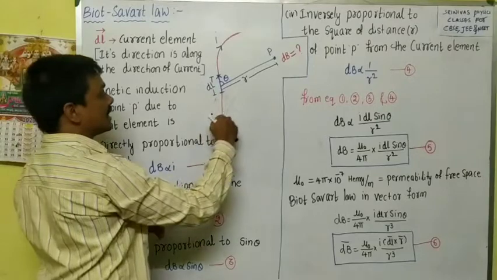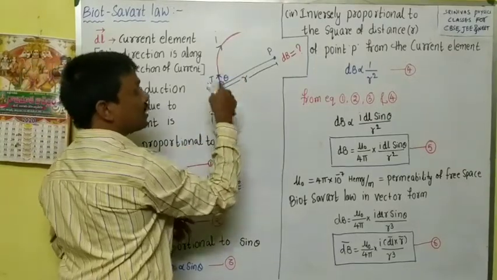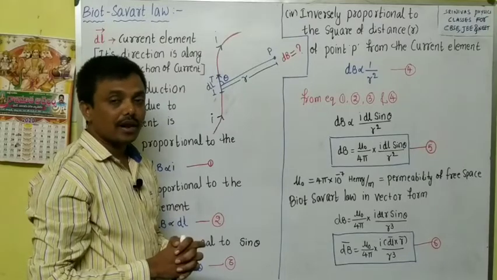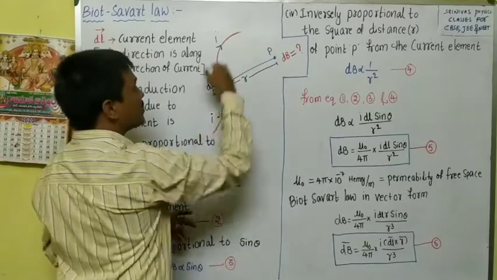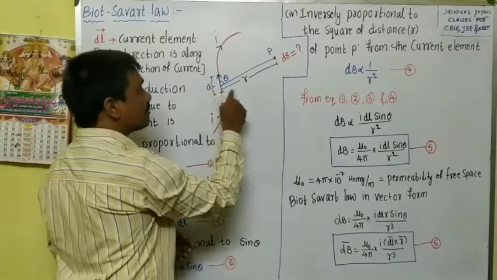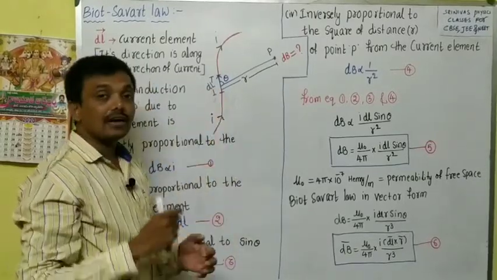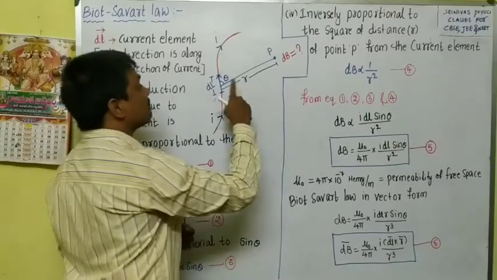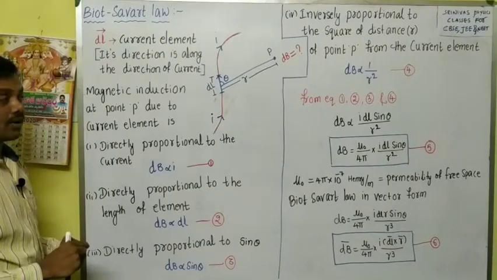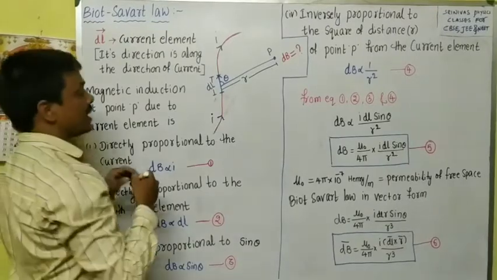For example, this is a current carrying wire. Then around the current carrying wire, a magnetic field will be produced, that you know. According to Oersted's experiment, around the current carrying wire, a magnetic field will be produced. That magnetic field strength can be measured by this law, that is Biot-Savart law. Then let us see what is Biot-Savart law.